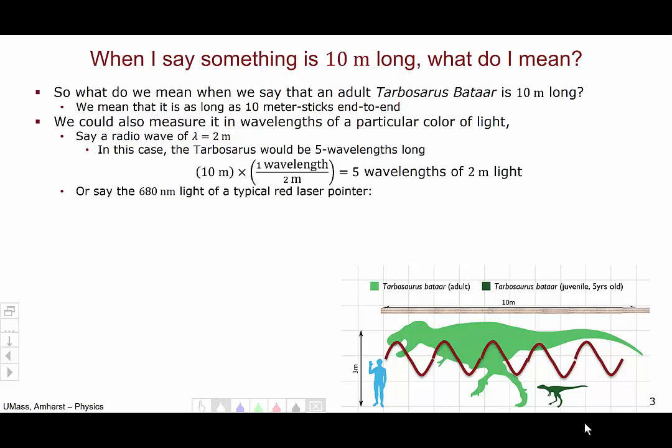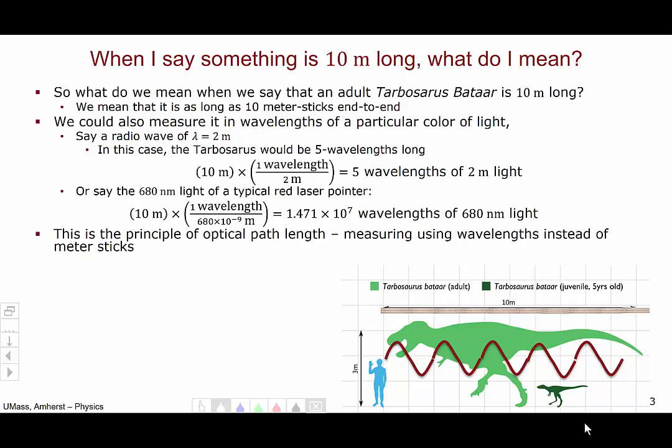But there's no reason I have to use a 2 meter radio wave. I could use a 680 nanometer light wave of the typical red laser pointer. How many wavelengths long is a Tarbosaurus in this unit? Well, 10 meters, and we know that one wavelength is 680 times 10 to the minus 9 meters, which gives us 1.471 times 10 to the 7th wavelengths of 680 nanometer light.